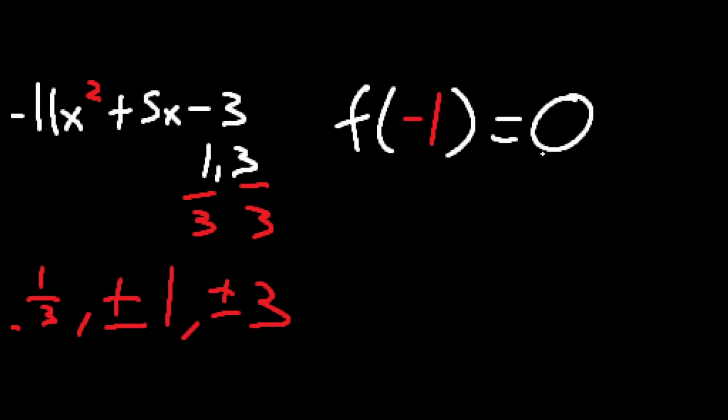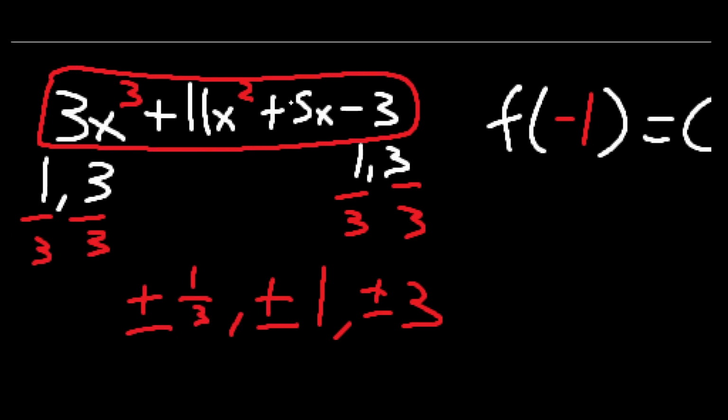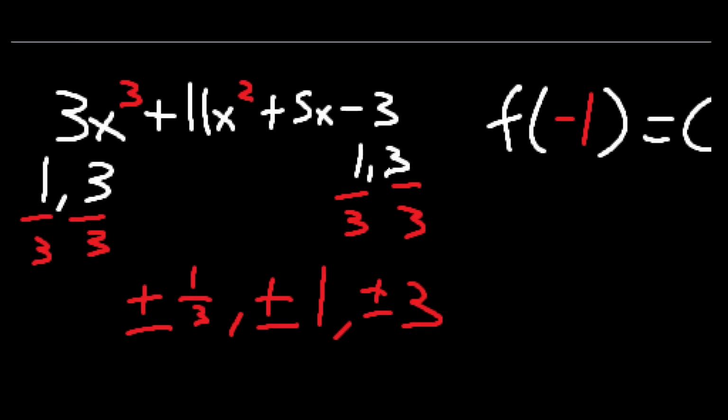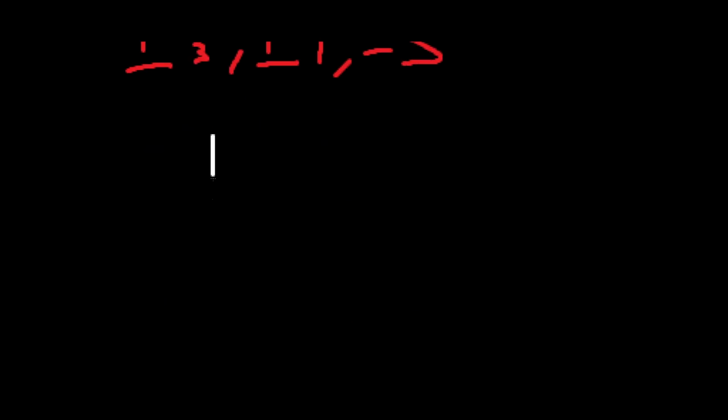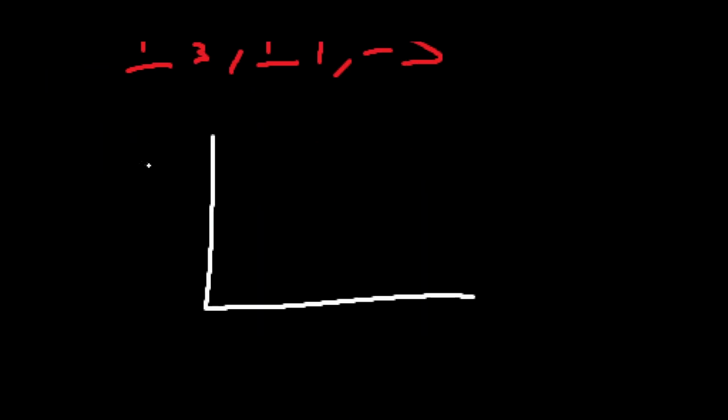Sick. We're gonna use this -1 equaling 0 to find the other roots of this polynomial. If f(-1) equals 0, then that means one of our factors is x plus 1. Let's use synthetic division. So we have x plus 1, and we use the opposite of it, which is -1, right? So boom.